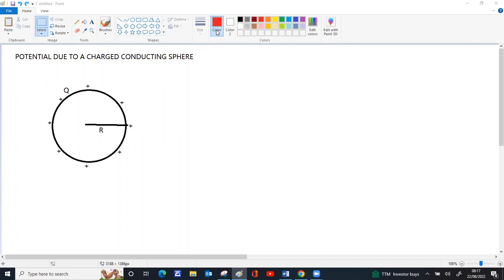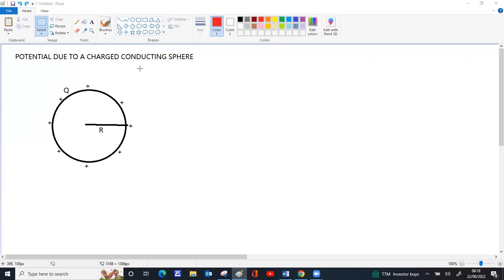This is a small concept discussion. Potential due to a charged conducting sphere. Q represents the total charge on the sphere. It's a conducting sphere.